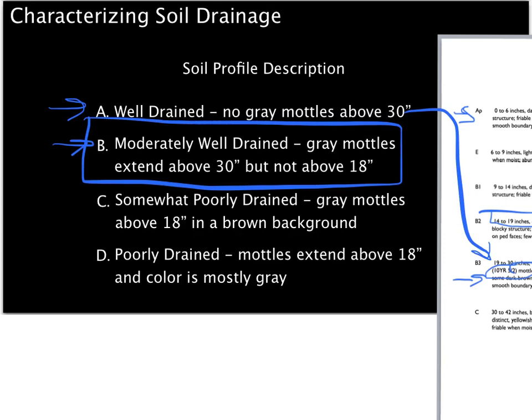That'll end our discussion on soil aeration and drainage. The next section we'll get to is soil temperature.